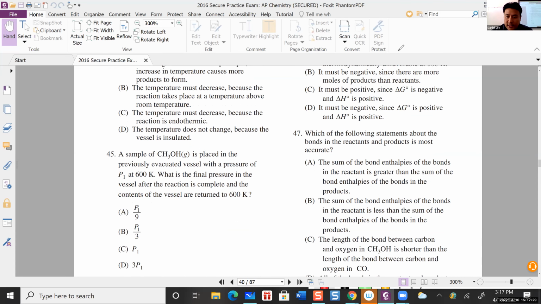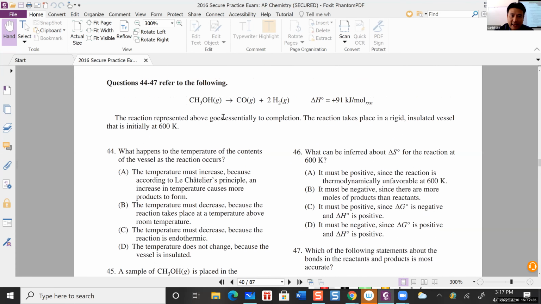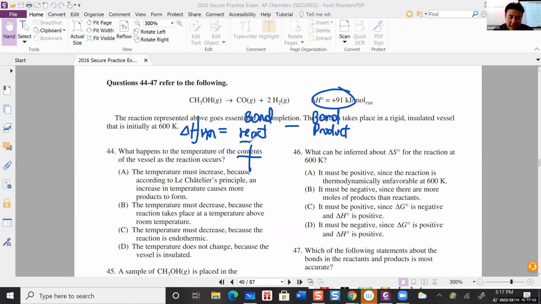47, which of the following statements about bonds in the reactant and product? So that would be the delta H. You see the delta H is positive and is endo. So if the delta H for the reaction is all the bond energies of the reactant minus all the bond energies for the product and is positive, wouldn't that mean that bond energy for the reactant is bigger than the bond energies for the product in order to be endo? So the total energy in every single covalent bond in the reactant molecules is greater than all the bond energies for products. Okay, so that's the choice we are looking for.